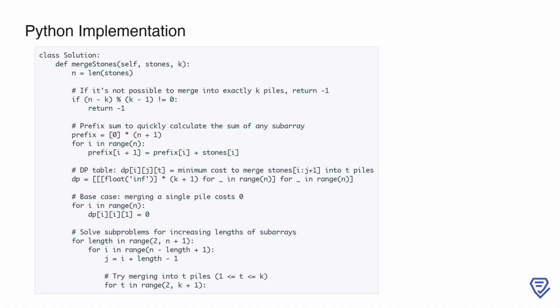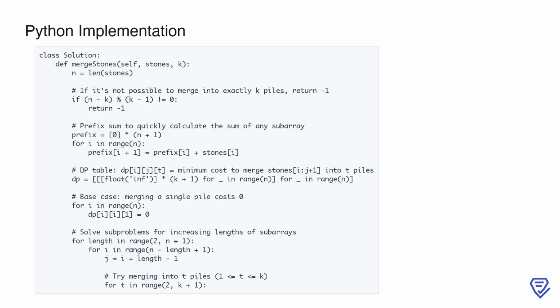Here, we start by defining the mergeStones function within the Solution class. The first thing we do is calculate the number of stones, n, and check if it's even possible to merge all the piles into exactly k piles. This is determined by the condition (n - 1) % (k - 1) != 0. If this condition is true, we return -1 immediately because it's mathematically impossible to perform the operation.